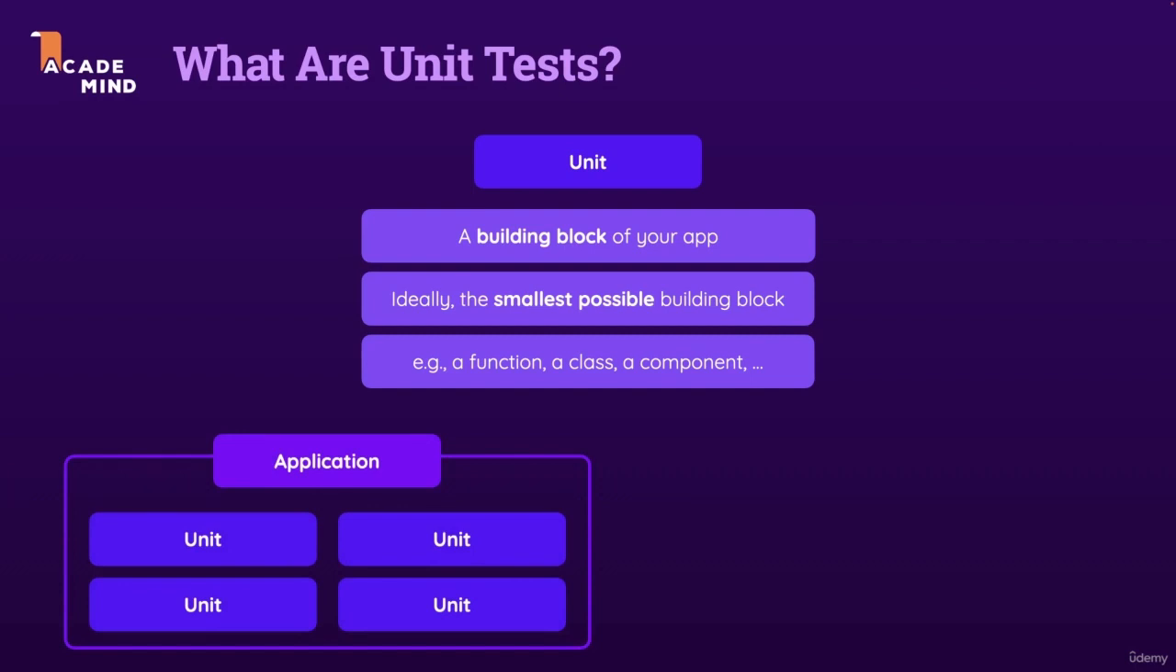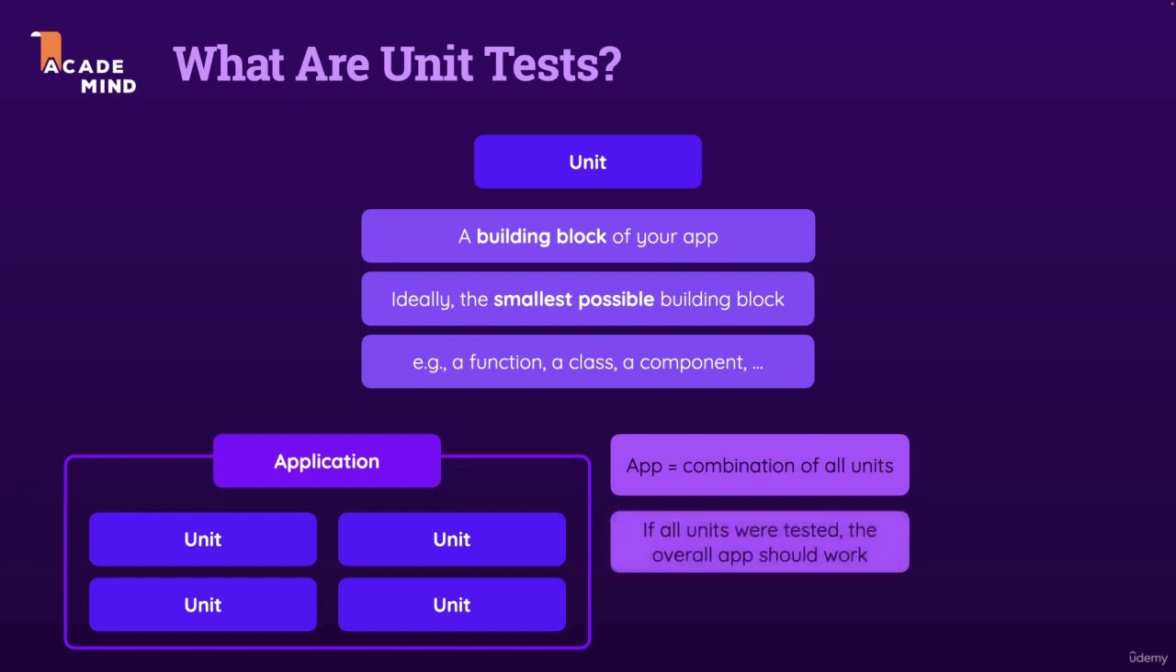So in our application, we have multiple functions and classes working together, and therefore our application is in the end made up of all these functions and classes, and therefore of all these units. So an app is a combination of all these units, and the idea behind unit testing is that we write tests for these individual units that test these units standalone, and if all units were tested, then the overall app should work. Though we typically back this up with another kind of test, integration tests, about which you'll learn as part of this course as well.